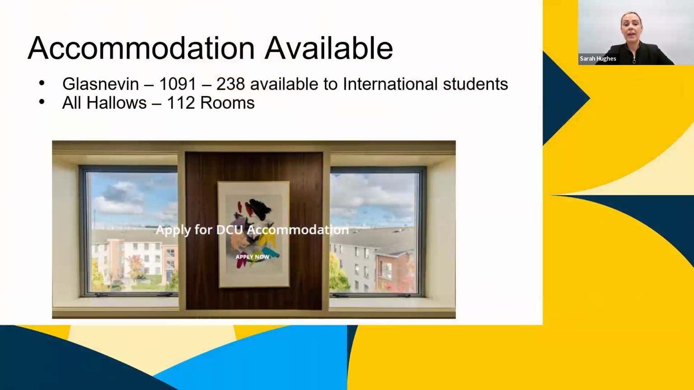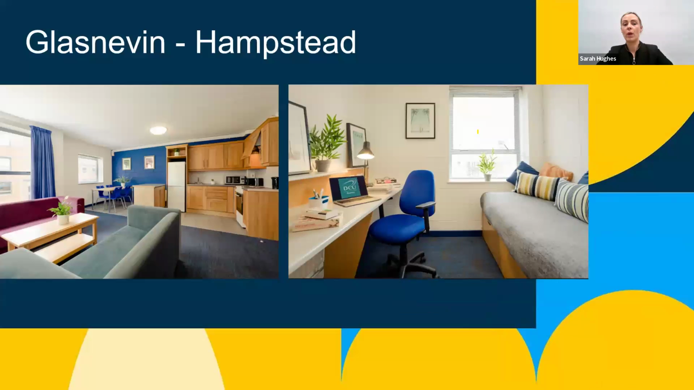The accommodation that is available for international students is the Glasnevin campus, which is 238 rooms available to international students here on the Glasnevin campus. That would be the main campus for DCU. The other option you do have as well is the All Hallows campus, and there is 112 rooms available there for international students as well. All the details of the room types will also come up for you when you're making your application, and all details of room types are also on our website with pictures.